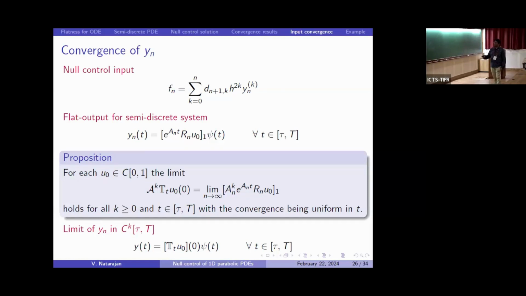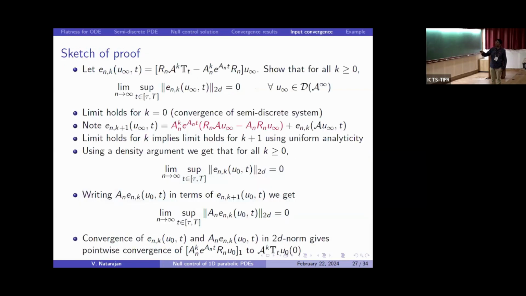So how does the proof work? What we do is we take the difference of these two things. We want to show the difference is 0, right? So we take the difference as the error, E_n^k, e^{A_n t} R_n u_0 minus the PDE solution, the two things that we want to compare. Initially, I assume that the initial state is very smooth, so u is in C infinity.